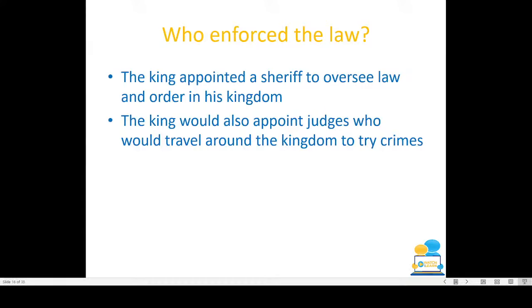But the king would also appoint judges, and the judge's job was to travel around when someone was accused of a crime, to judge if that person had committed the crime or not. This is important because the idea behind this was to try to get rid of trial by combat. A lot of the time before there were judges, people could have a trial by combat. Essentially, they could fight their way to innocence.